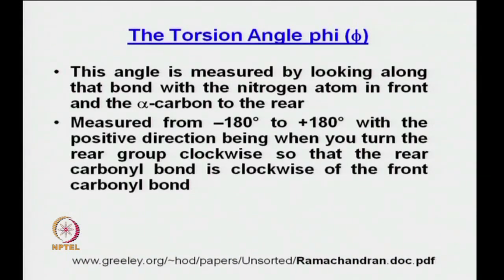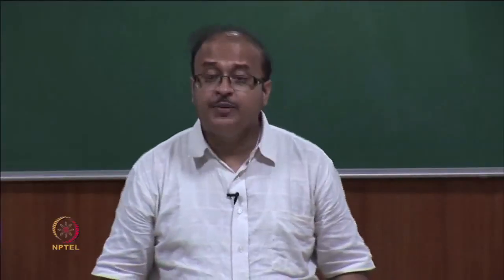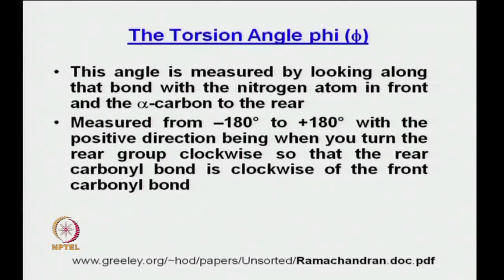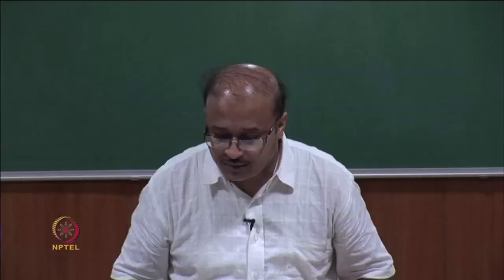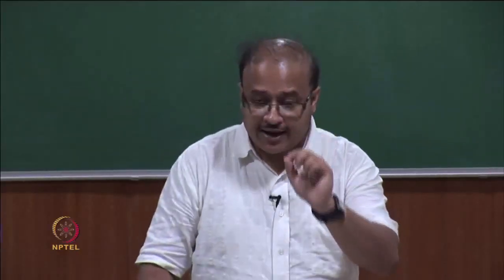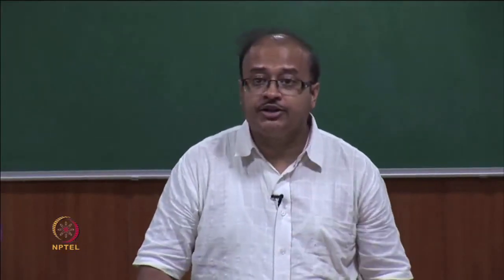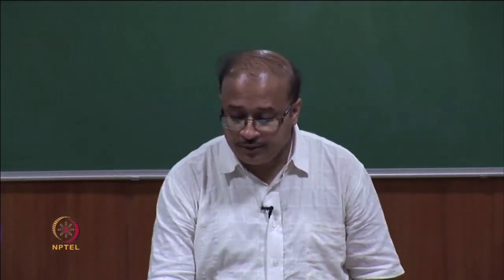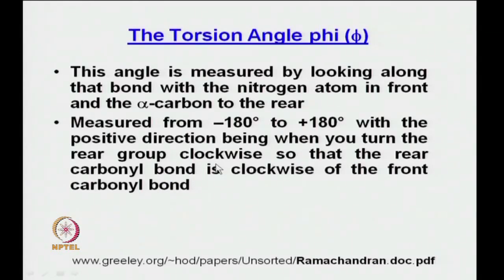Now, what is generally measured? It is measured from minus 180 to plus 180, a full rotation, with the positive direction being when you turn the rear group clockwise, so that the rear carbonyl bond is clockwise of the front carbonyl bond. Again, you see the range of angles that it can take. The positive direction is defined as what? When you turn the rear group clockwise, so that the rear carbonyl bond is clockwise of the front carbonyl bond.